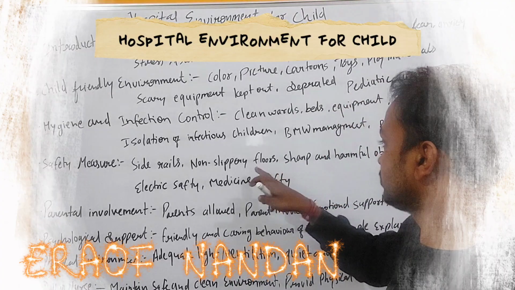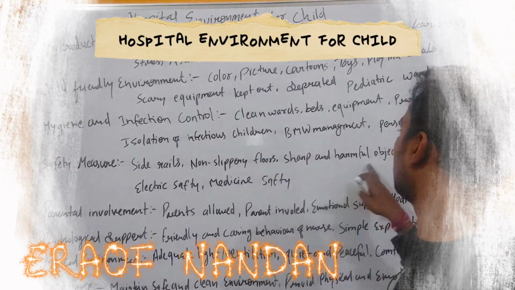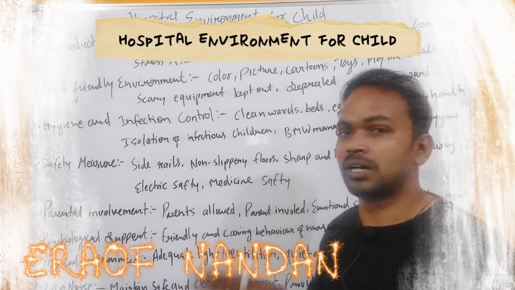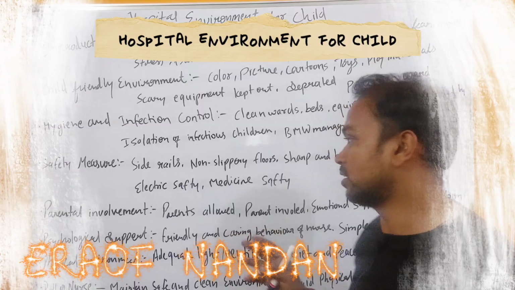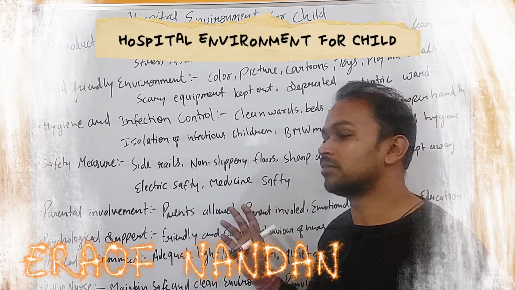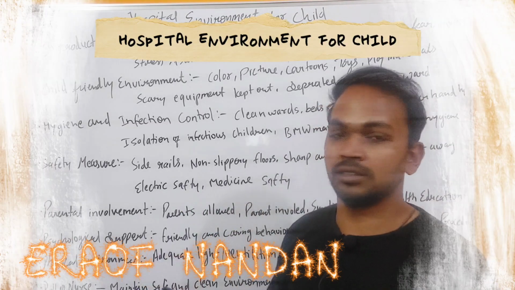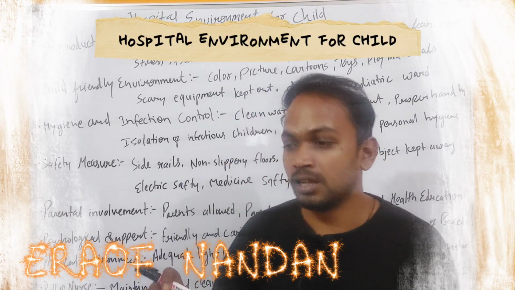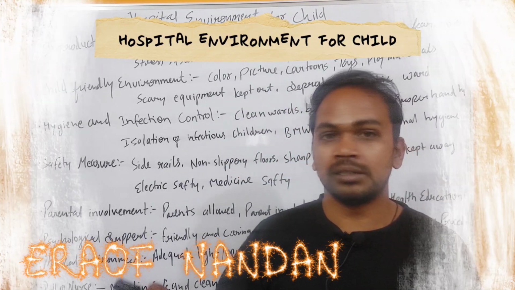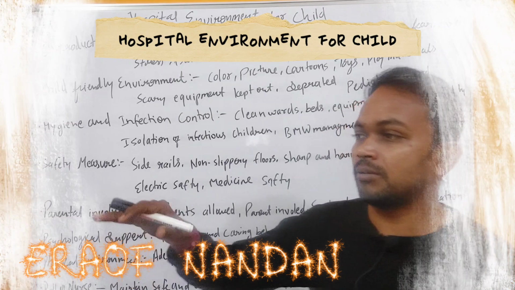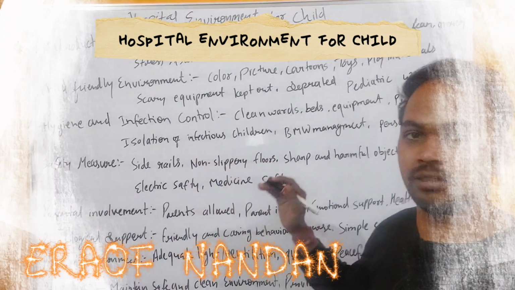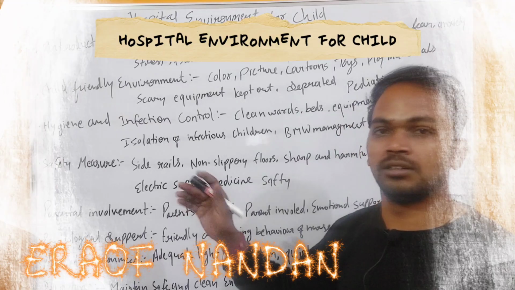Then sharp and harmful objects should be kept away. As I already told, sharp and whatever harmful objects should be kept away from the child. Electric safety means the boards and whatever electric things should be kept away from the child. The height of the boards should be 5 feet, so that no child can reach there.